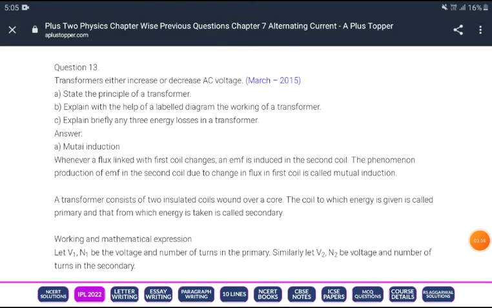The transformer consists of two insulated coils wound over a core. The coil to which energy is given is called primary, and that from which energy is taken is called secondary.